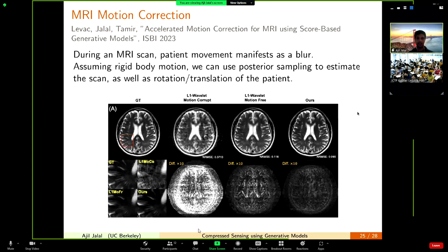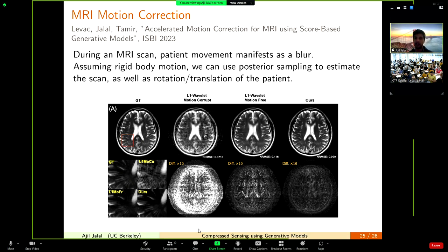Another interesting application we've had is motion correction. So during an MRI scan, if a patient moves their head, like they can either rotate it or translate it, then this movement manifests as a blur. So for example, this L1 wavelet reconstruction shows what happens if a patient moves. You're not able to tell what state it was in, but assuming that the rotation was rigid, you can actually modify the Langevin updates to estimate both the brain scan and what angle or position the brain was in.